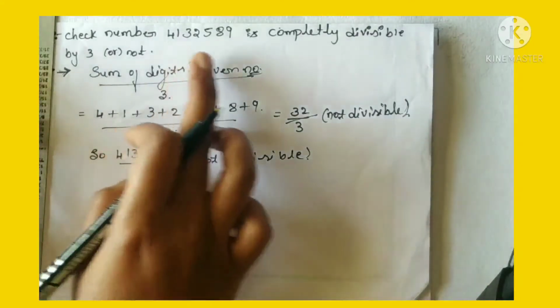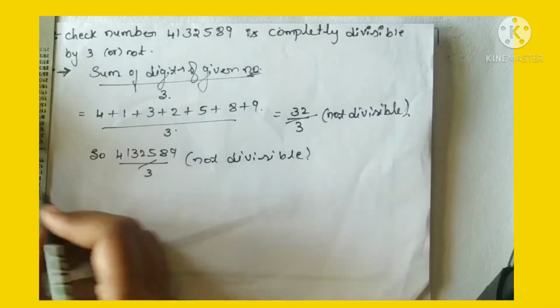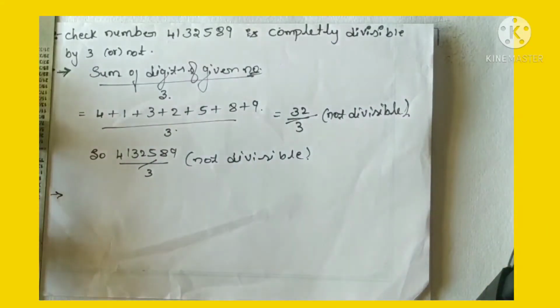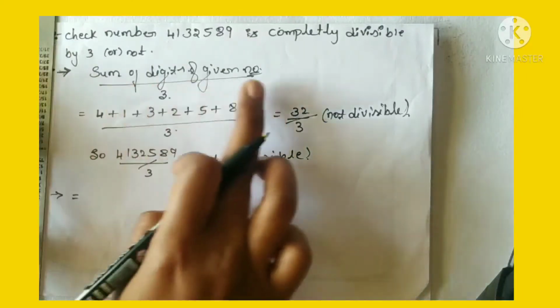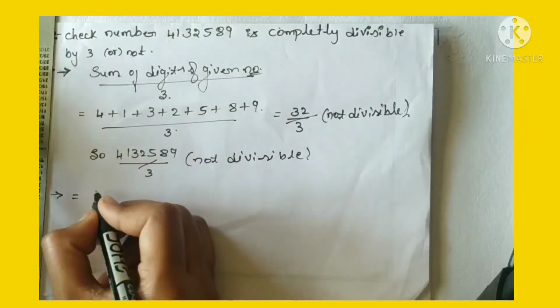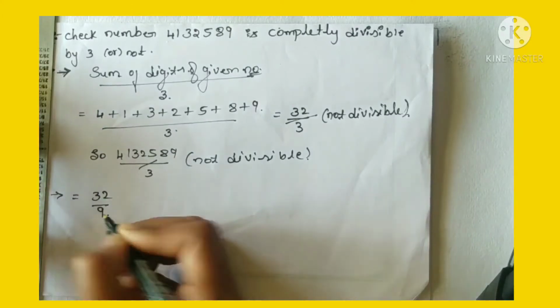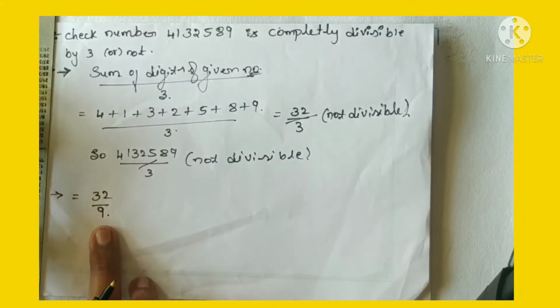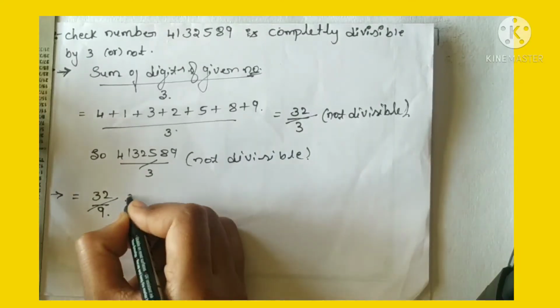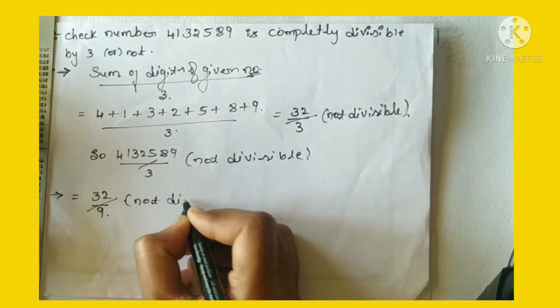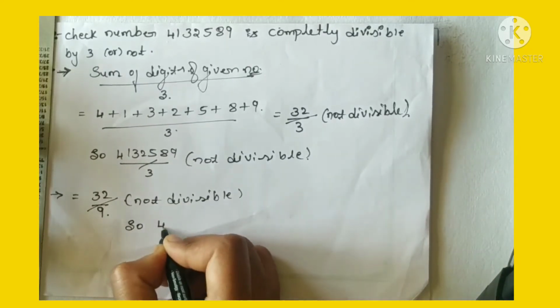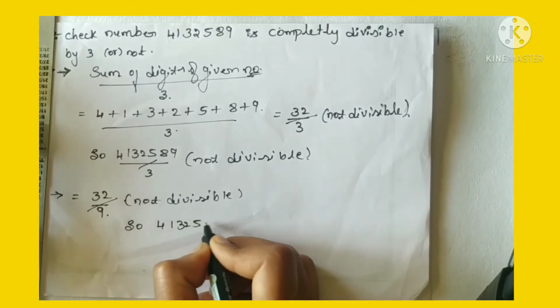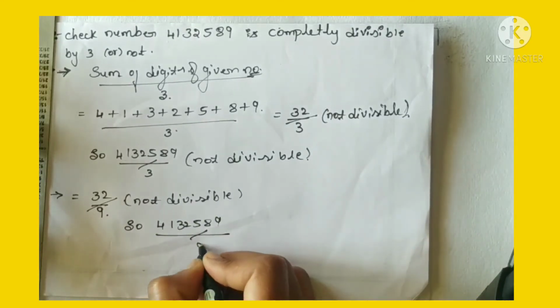Now I apply the same question for the rule of 9. What the rule of 9 says is that the sum of the digits of the given number should be divisible by 9. Here I have already done the sum of the digits, that is 32. Is 32 divisible by 9? No, it is not divisible. So the given number, 4, 1, 3, 2, 5, 8, 9, is also not divisible by 9.